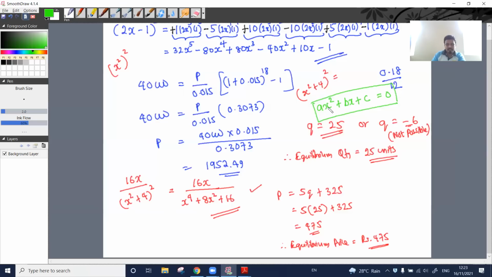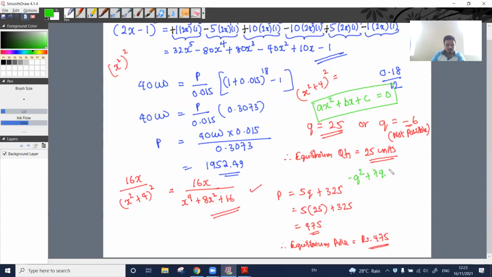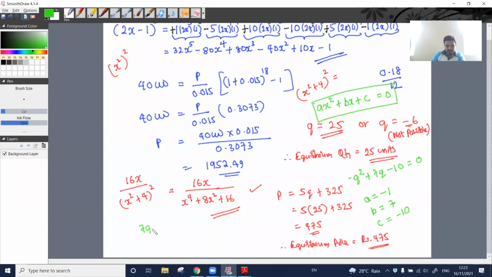But this one, equation-wise, is very correct. But when feeding this data into the calculator, if we had arranged it properly, how would we enter it? Minus q squared plus 7q minus 10 equals 0. Then we know the a value should be minus 1, the b value should be 7, and the c value should be minus 10. But here this student has kept it as it is: 7q minus q squared minus 10 equals 0.